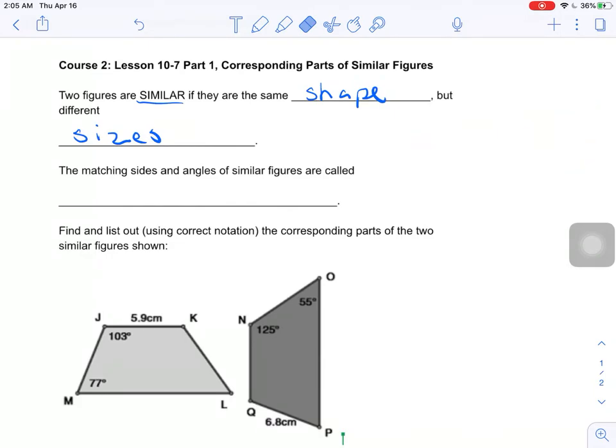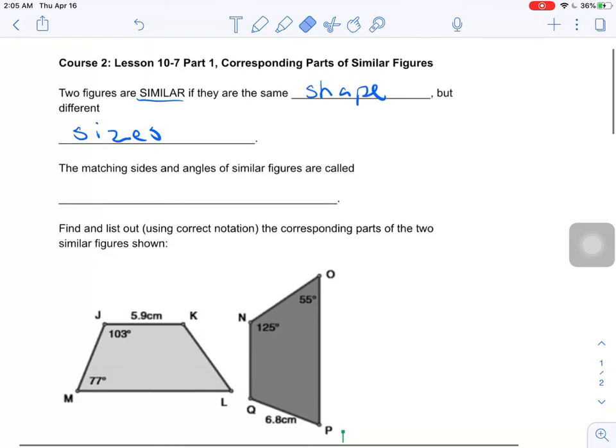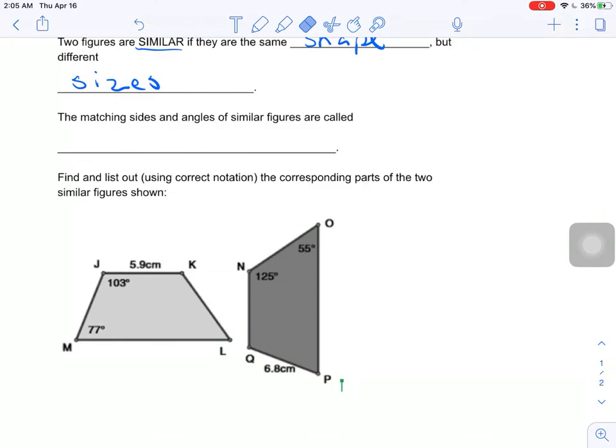If two things are the same shape, then that means we can match up the different sides and the angles of those two shapes. So the matching sides and angles of two similar figures are called corresponding, which is another word for matching. Corresponding parts. Being able to correctly match up corresponding parts is going to be really important to the next part of the lesson that we're going to do, which is why we're taking today to practice correctly getting things matched up.